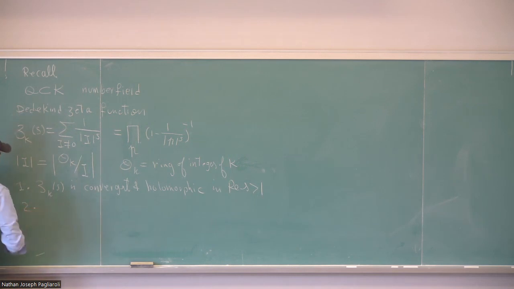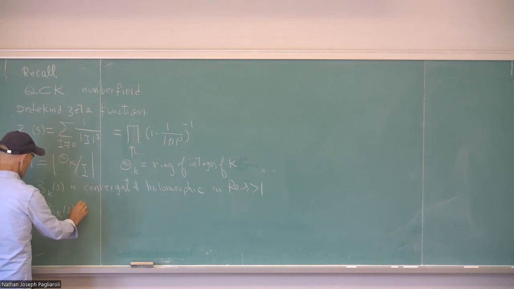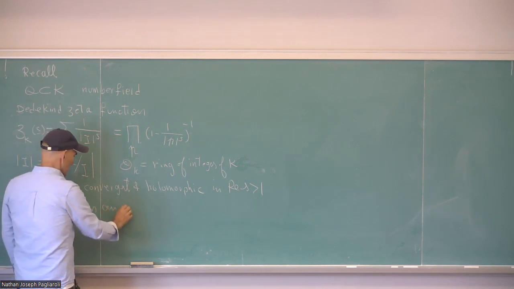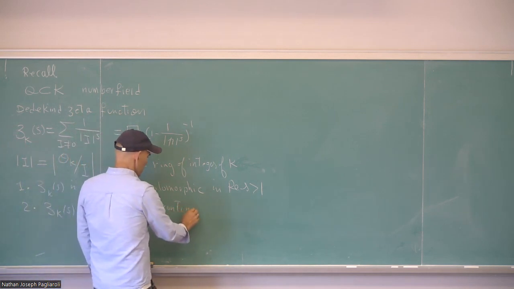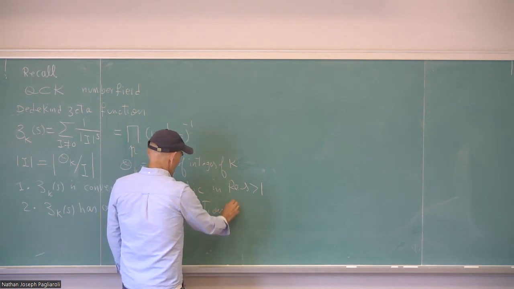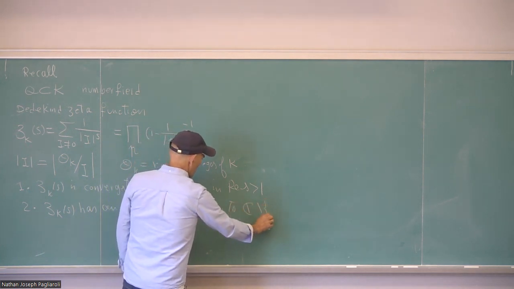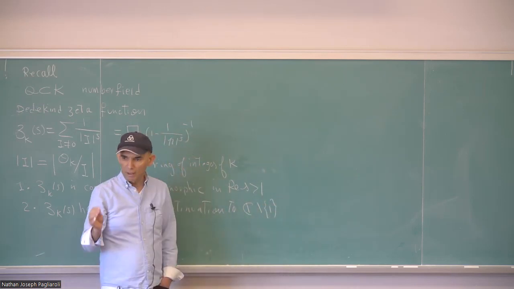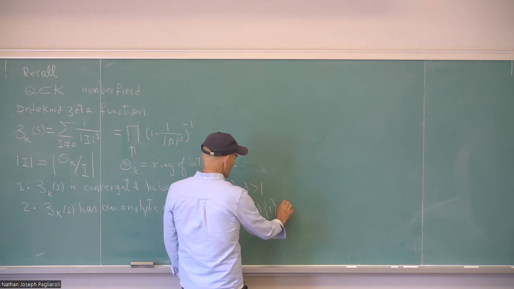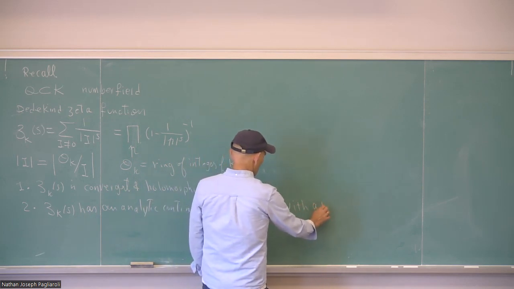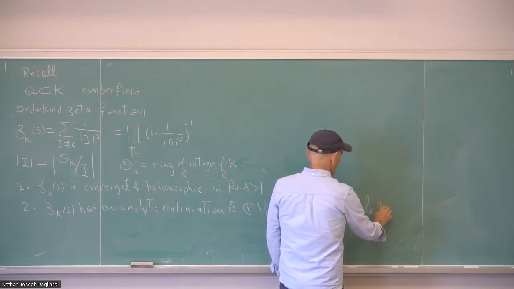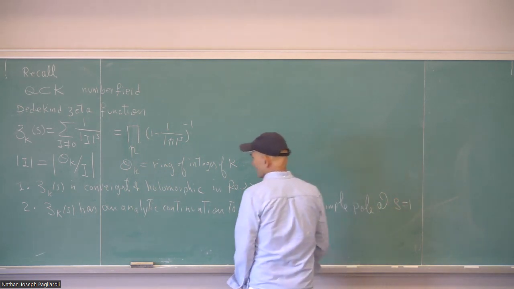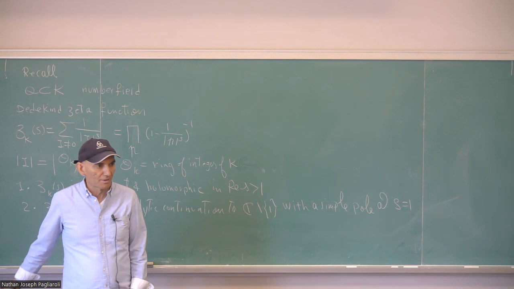Second of all, the thing is that it has an analytic continuation to C minus 1, with a simple pole at s equal to 1. So this is exactly like the Riemann zeta function.